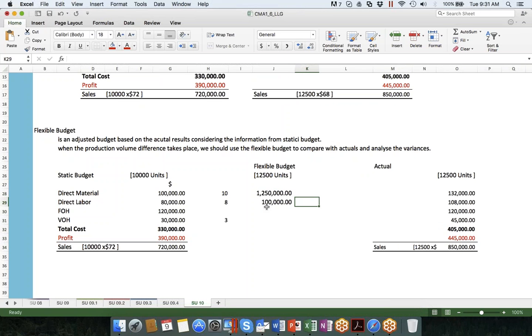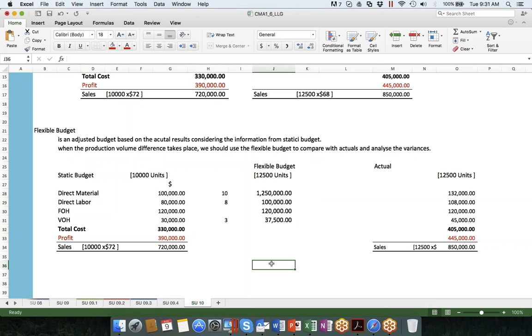It should have been 100,000. We spent 108,000. Say for example, fixed overhead, we spent the same amount. It should be the same, no? Irrespective of the activity level, it should be the same. Then it should have been 12,500 units times $3 variable overheads, which is 37,500. You spent more; almost all the variable costs have gone up.